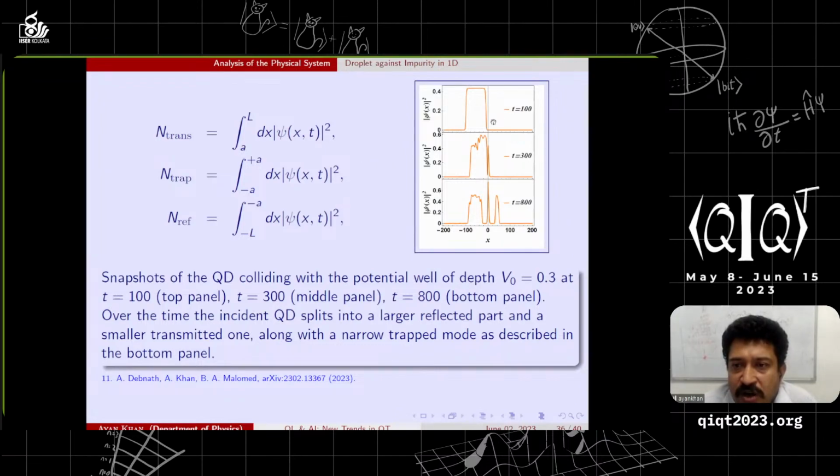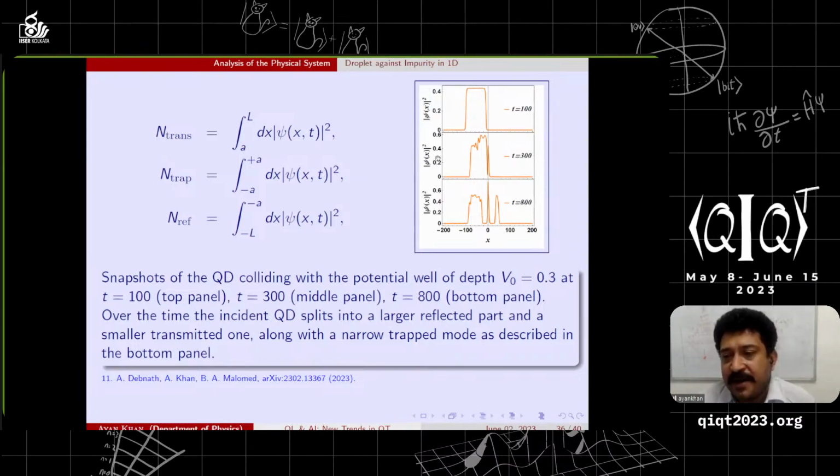At t equal to 100, the droplet almost collides with the potential well. Now at t equal to 300, some fragmentation starts, and at t equal to 800, you see a trapped part, you see a transmitted part, and you see a reflected part of the wave. So this way we can see the breakdown of a droplet.